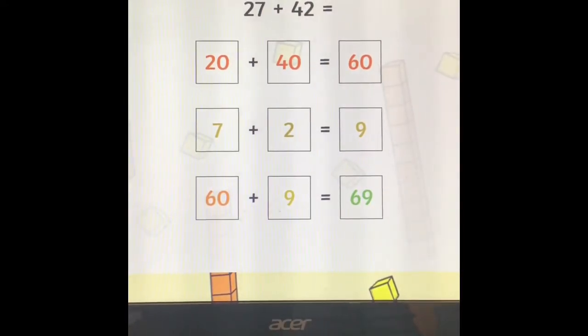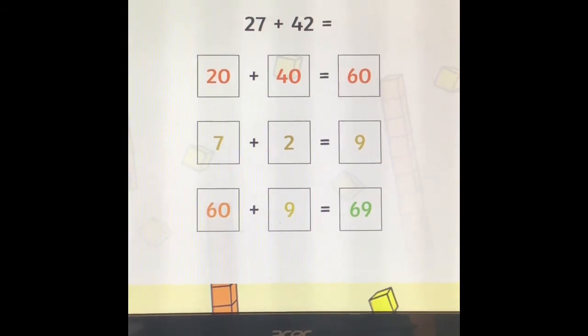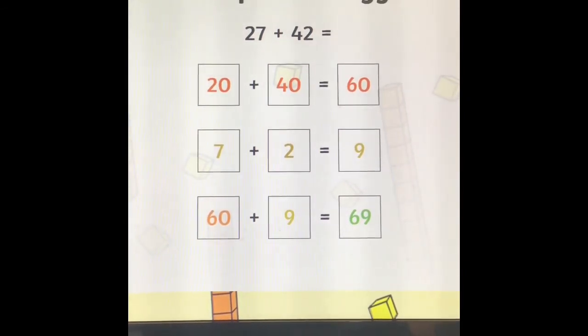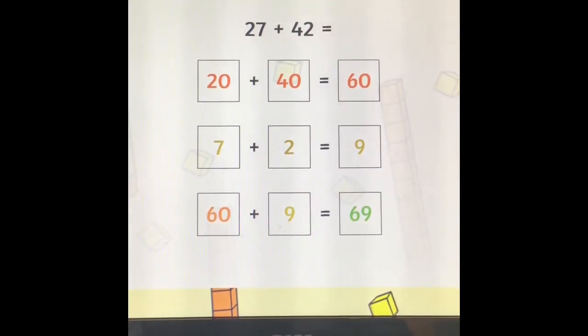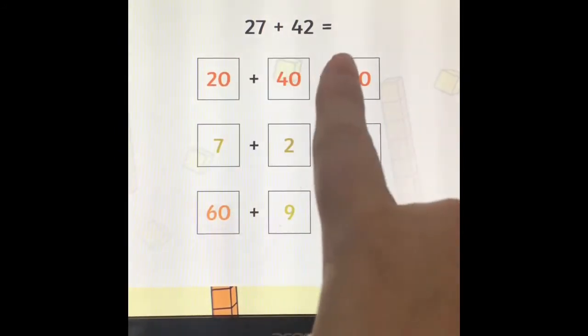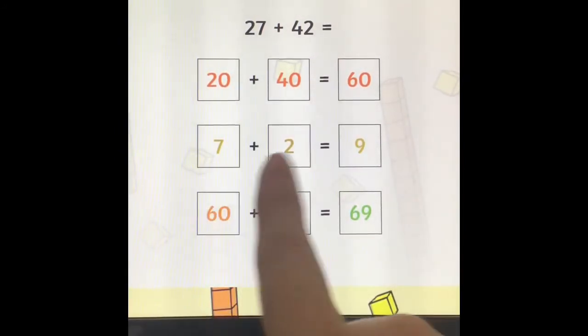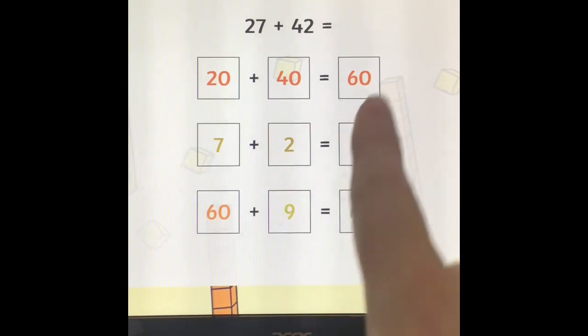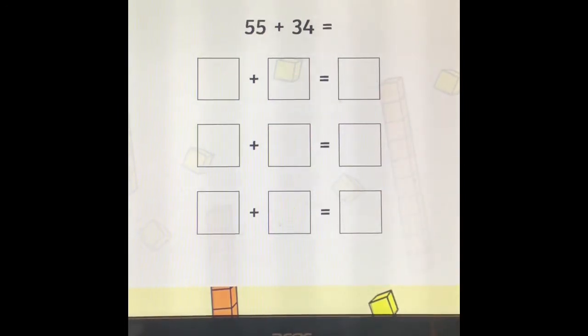But if you want to draw the tens and ones on your worksheet, that would be fantastic because I think the tens and ones really help you understand what to do. But if you want to just write it out in the different parts, the tens first, the 20 and the 40, then the ones, the 7 and the 2, and then you add both answers together. So shall we try another one?